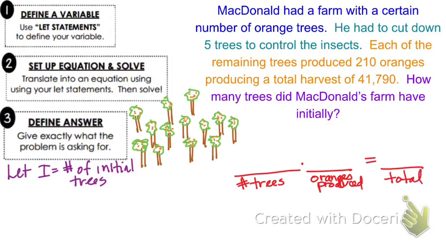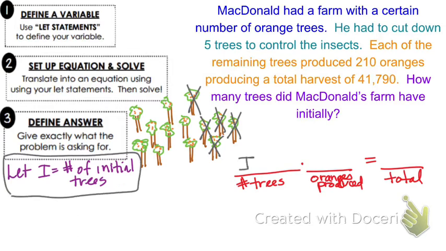Now, unfortunately, it says that you had this amount initially, like this is your starting amount of trees, but there were some insects. And so you had to cut down 5 of these trees. So when we're plugging in our numbers into this kind of structure of our equation, you had the initial number of trees here, which is I, but you had to cut down 5 of them. So the number of trees that you have is the initial amount minus 5.